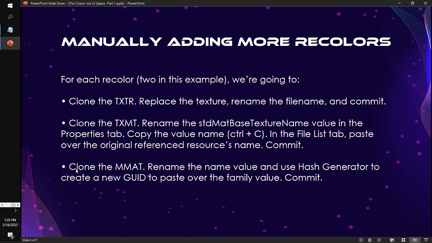And then we clone the MMAT. It's already hooked up correctly, so we only need to change the TXMT and the family value, which is convenient, and then we just make those edits and we commit.